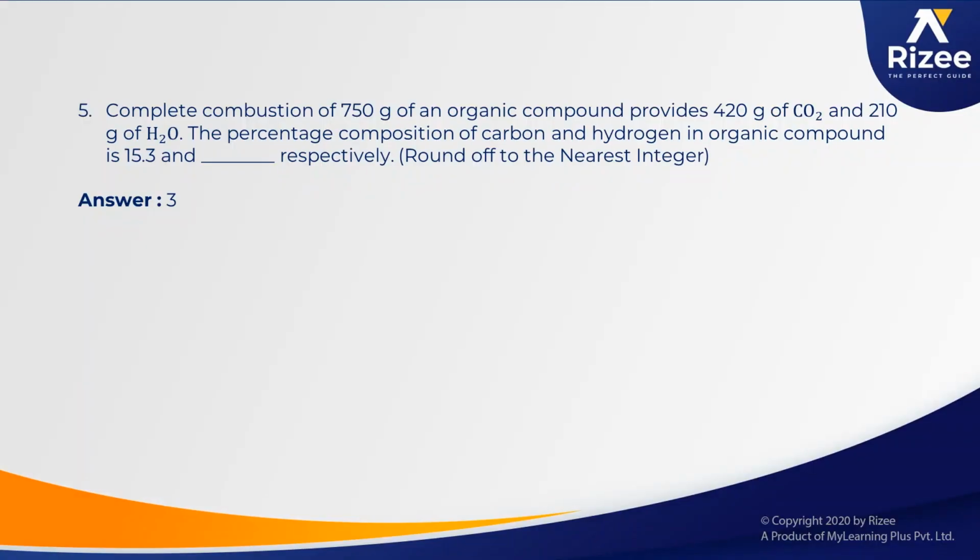One of the questions from this topic is, here it is: the complete combustion of 750 gram of an organic compound provides 420 gram of carbon dioxide and 210 grams of H2O. The percentage composition of carbon is given as 15.3, and he is asking the percentage composition of hydrogen.